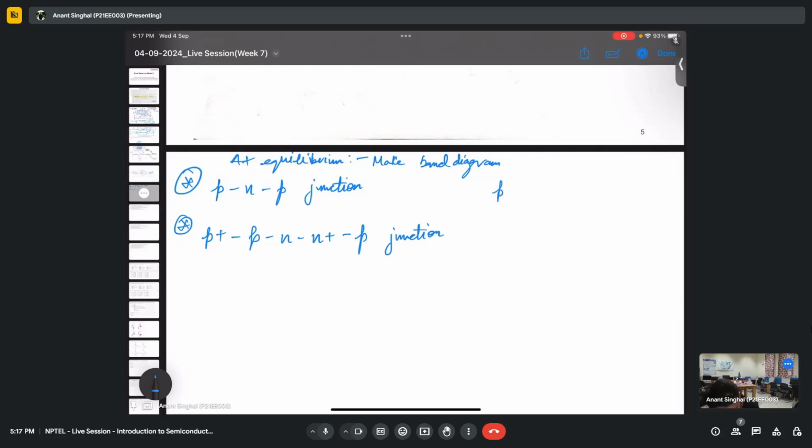So let's say the P region has a doping Na of 10 raised to 16 per centimeter cube. The N is again Nd, which is 10 raised to 16 per centimeter cube. N plus is, let's say, 10 raised to 18 per centimeter cube. And sorry, P plus is 10 raised to 18 per centimeter cube.